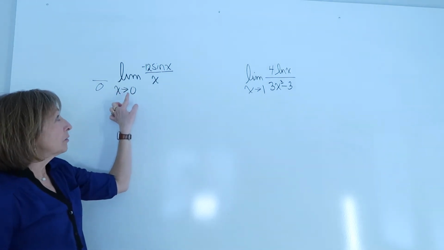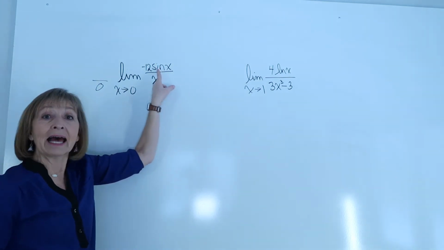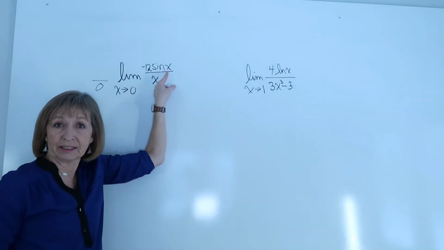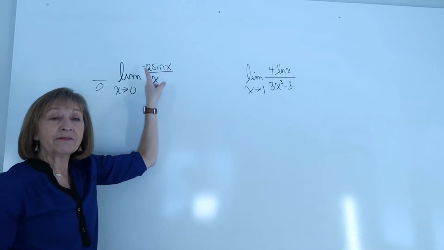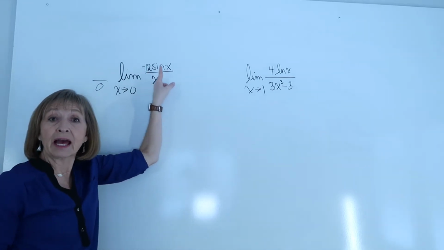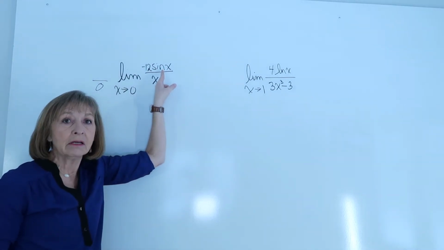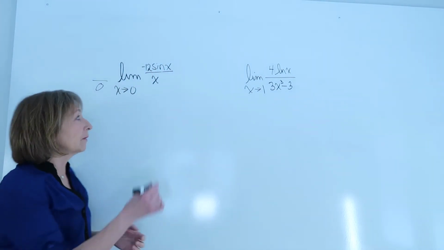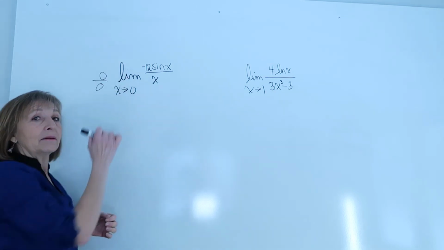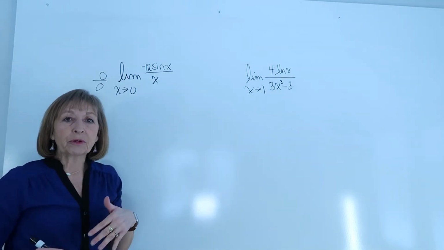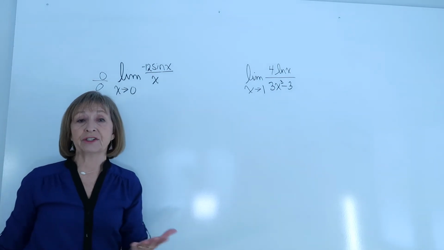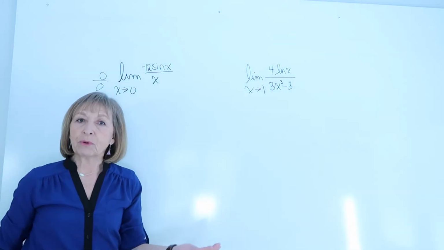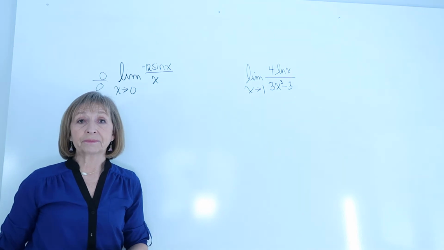Well, as x approaches 0, the sine of a value approaching 0 itself approaches 0. And then if I take my negative 12 times something approaching 0, that will also approach 0. So here I get my numerator is approaching 0, my denominator is approaching 0. So this is a situation that fits the requirements for L'Hopital's rule.